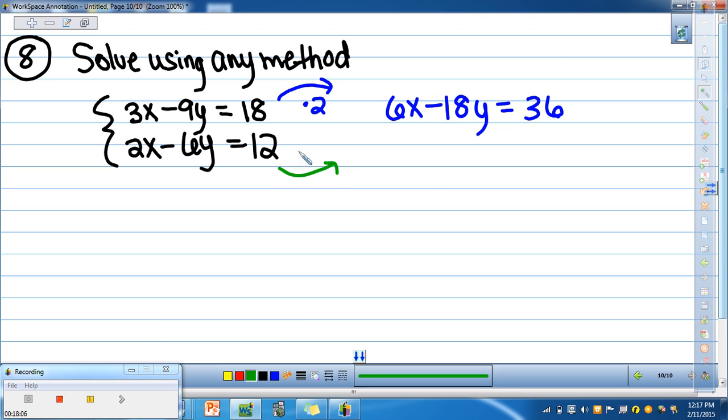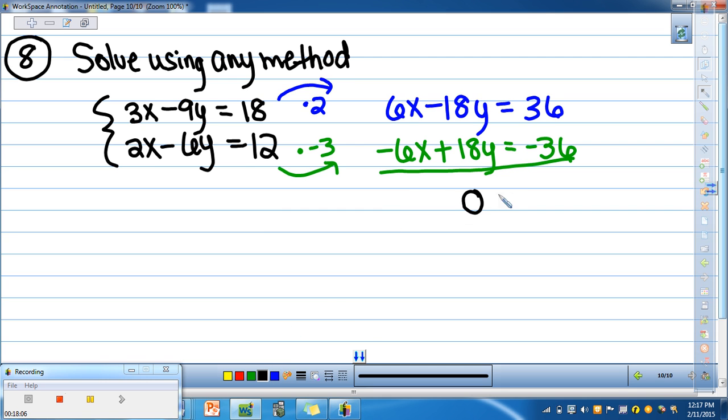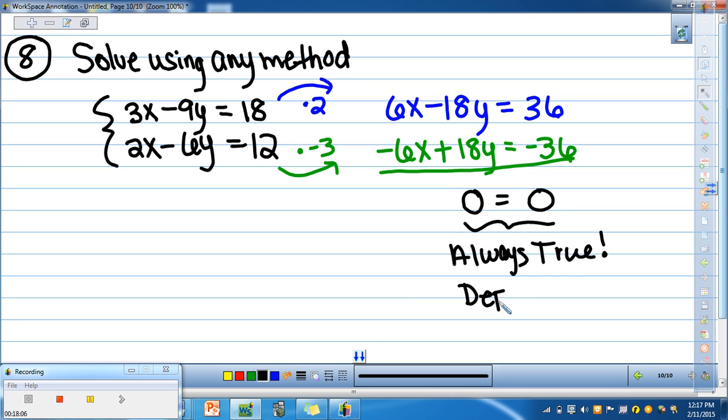Let's do the bottom equation by negative 3. So we get negative 6x plus 18y is negative 36. This is going to produce an interesting result. Everything eliminates on the left side, goes to 0, and the other side also goes to 0. So it's kind of an interesting result, but it is a statement that's true. It's always true that 0 will equal 0. And so this is representative of a dependent system where they are actually the same line.